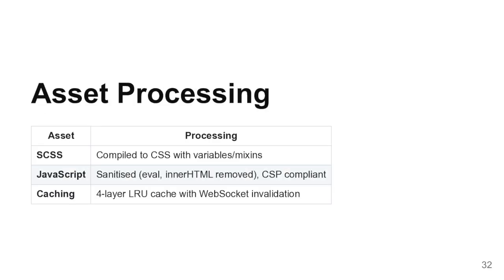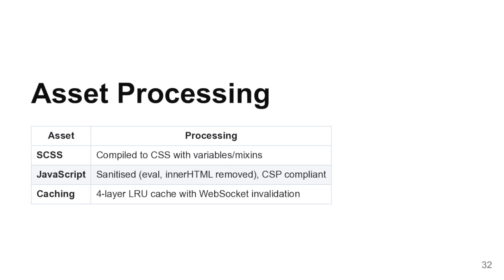Asset compilation. Gov.uk uses SCSS for styles. Drupal needs plain CSS. The template converter compiles SCSS to CSS automatically, handling Gov.uk's variable system and mixins. JavaScript is also processed. We sanitize dangerous patterns like eval and innerHTML while preserving functionality.